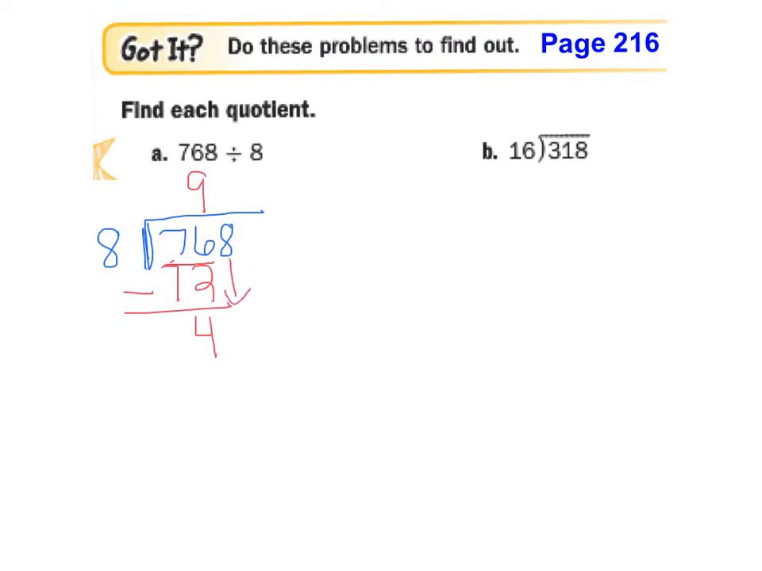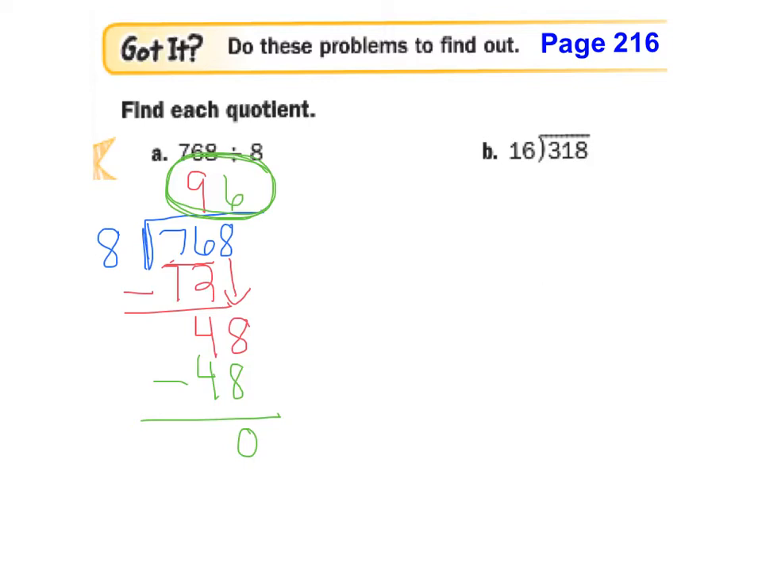Bring down the 8. Now I start all over again. Divide, does 8 go into 48? I'm going to do 8 fits into 48. That goes in 6 times. Multiply, 6 times 8 is 48. Subtract, I get 0. There's nothing left to bring down. My quotient, my answer, is 96. I want you to do the same thing with letter B.